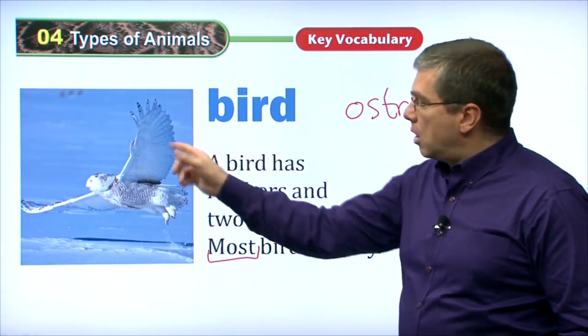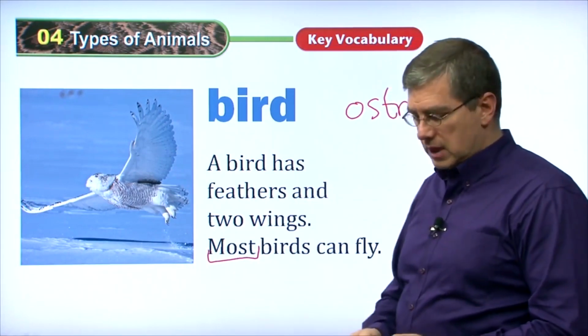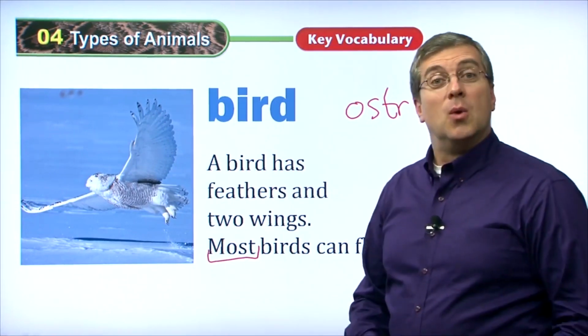So these are birds. But all birds have feathers. All birds have wings. Okay? So those are the unique characteristics of birds. Okay. What's next?